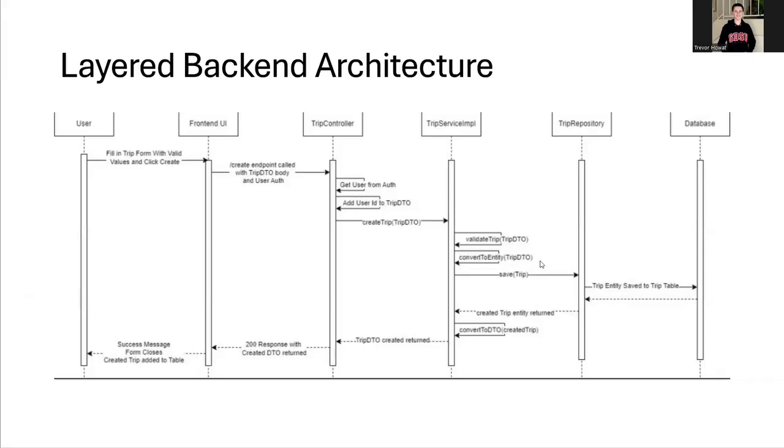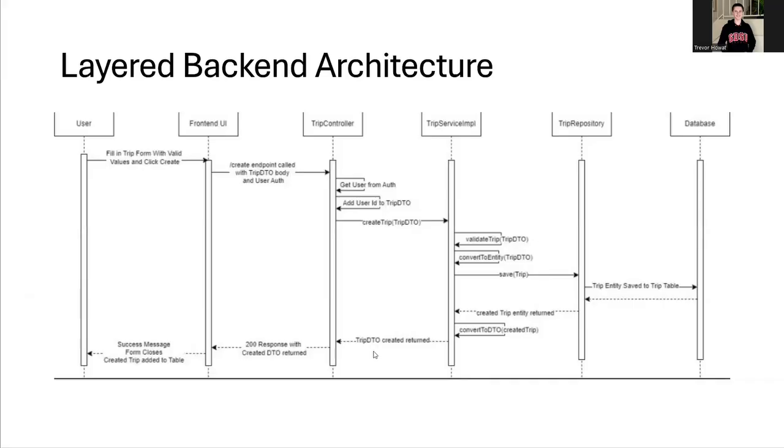We're going to convert it from a data transfer object to an entity object, and then we're going to call save, which is going to be sent to the repository. This is going to handle all database interactions. So it's going to save that entity to our database, to our trip table. It uses a JPA repository and Hibernate to handle that. That's a Java library that we were able to utilize there. So the database is going to give us a positive result, and then that created trip entity is returned to our service implementation. Our service is going to convert that entity back into a data transfer object, which is then going to be sent to the controller.